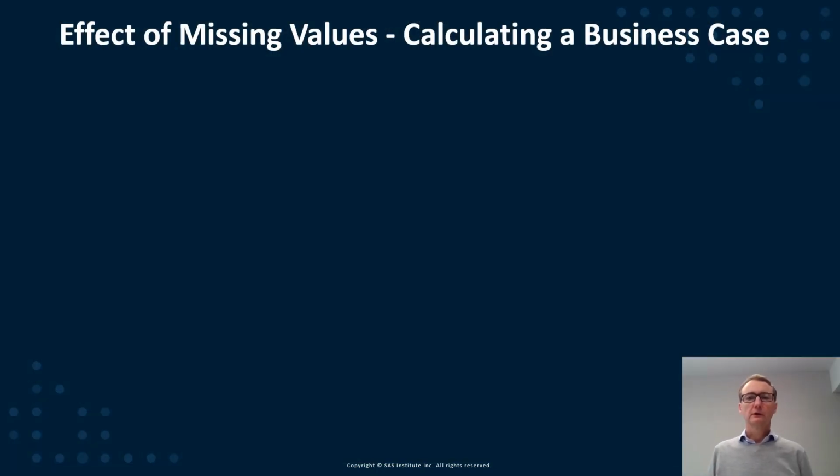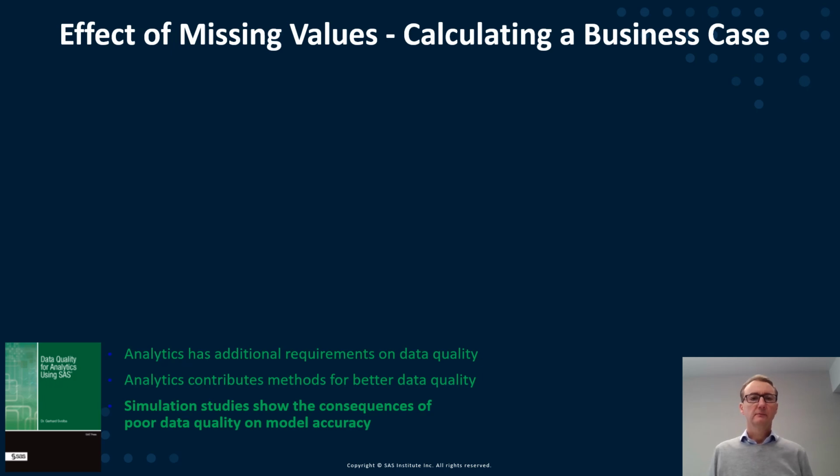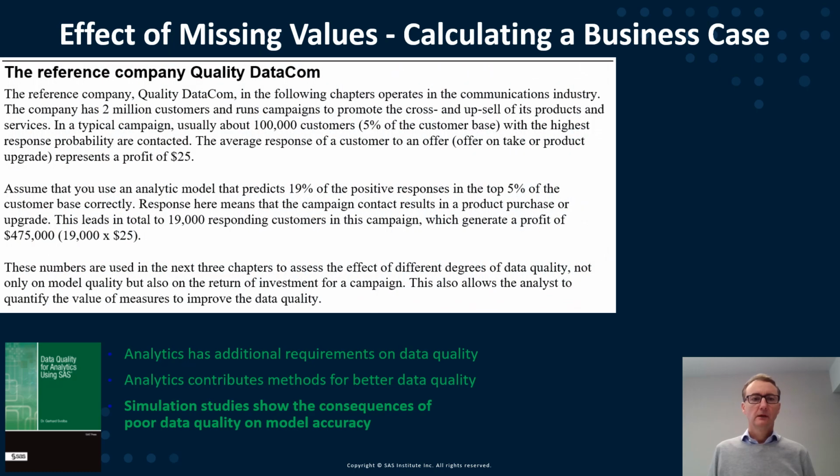In my data quality for analytics book, I've also documented the simulation outcomes, and I've also built a simple scenario for a business case. In order to show you some examples, I'm having a scenario where I have 100,000 customers as a target group in every campaign, and on average I have a profit of $25 for each customer if he responds. So based on the models that we've built with a 19% hit rate, we will end up on average with a campaign outcome of $475,000.